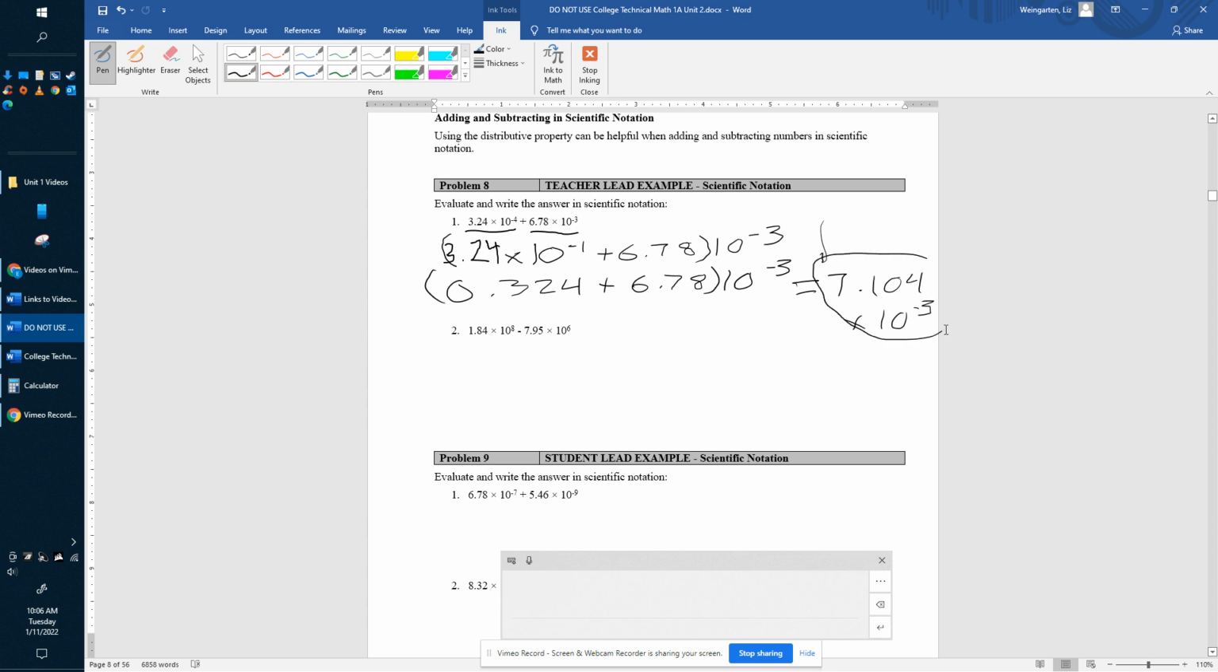Is this currently in scientific notation? Yes, because this is strictly less than 10 and greater than or equal to 1. So this is perfect. We have no more work we have to do there. Let's look at our next example.